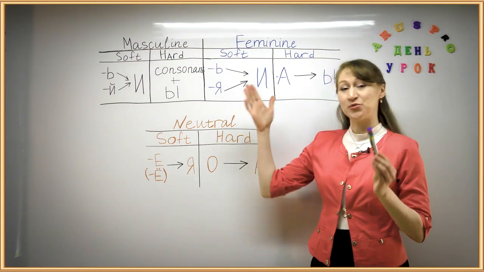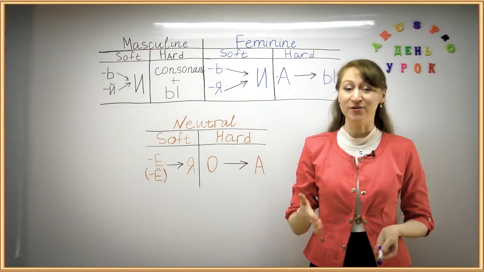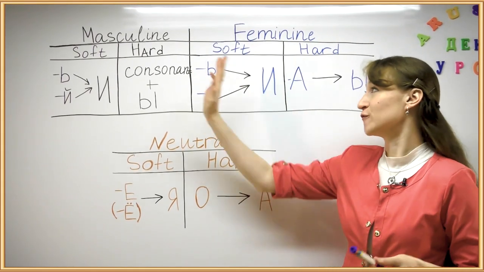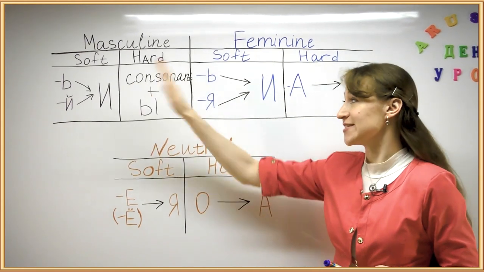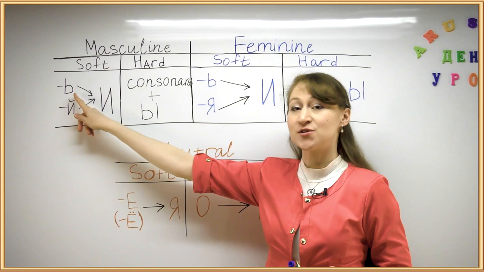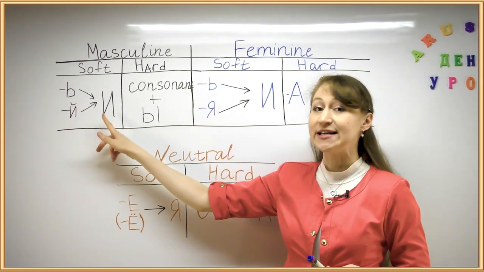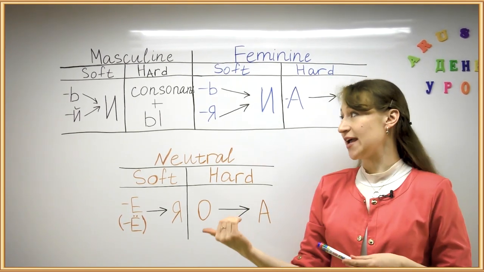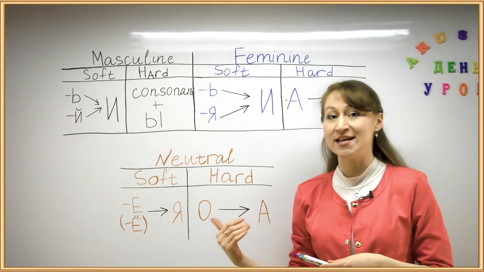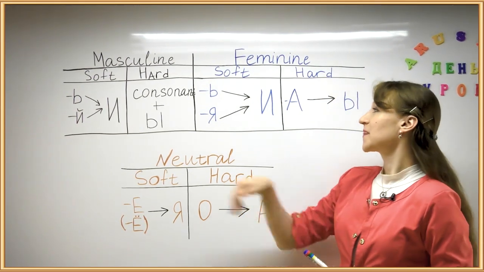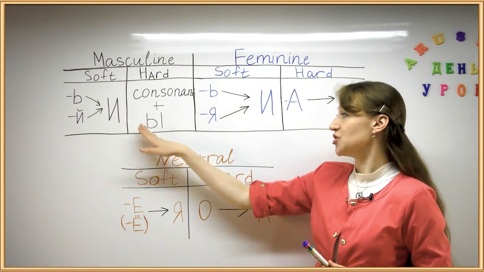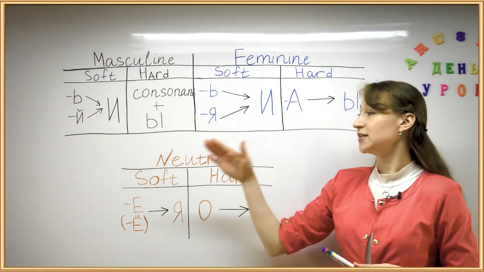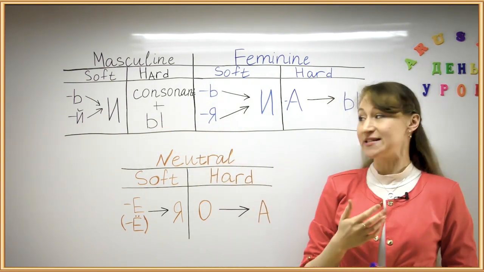Now, a brief summary on regular endings, and we'll move to irregular endings and exceptions. So, regular plural noun endings for all three genders are: for masculine, soft variant, the soft sign or й goes to и. Remember, дождь, дожди, rain, rains, музей, музеи, museum, museums. Hard variant for masculine nouns, you just attach ы. For example, комплимент, a compliment, комплименты, compliments.